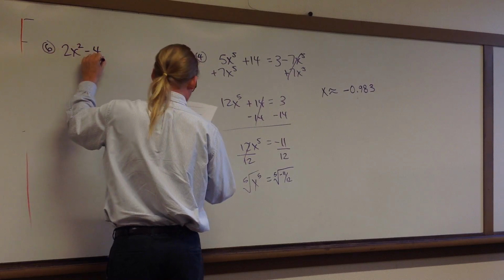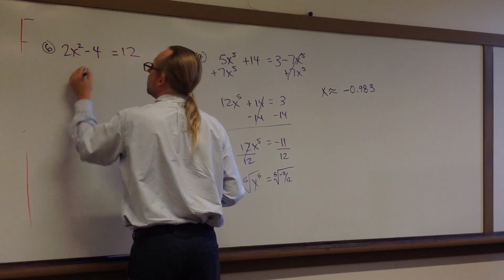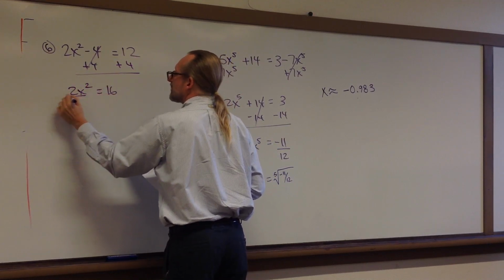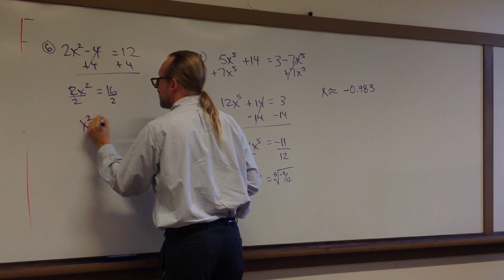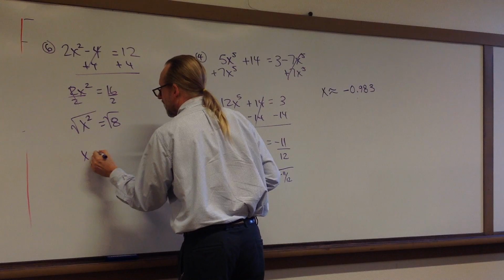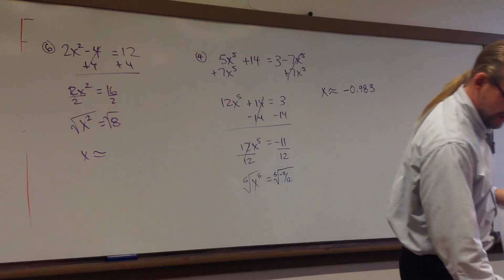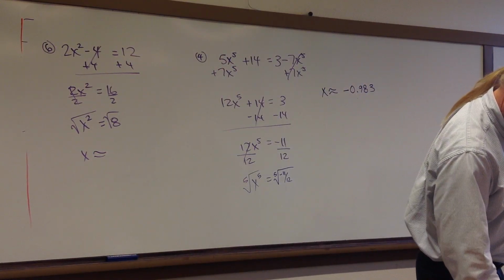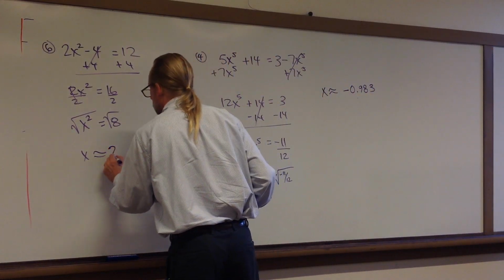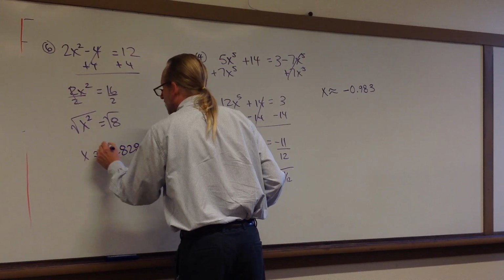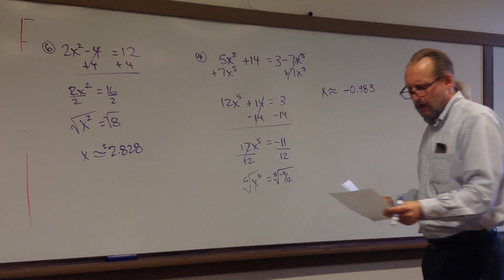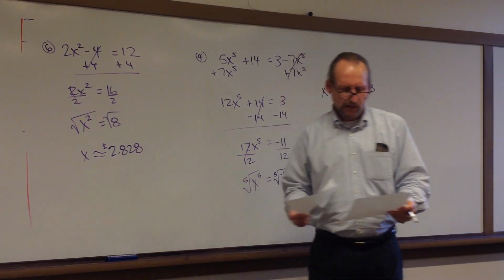2x squared minus 4 equals 12. So add the 4 over here. 2x squared is 16. Get the x squared by itself, and then square root both sides. Okay? And so let's see, what is the square root of 8? Square root 8 is 2.828 approximately. And if you want to say plus or minus, then that's fine too. I think on the answer key for these, I've put plus or minus.